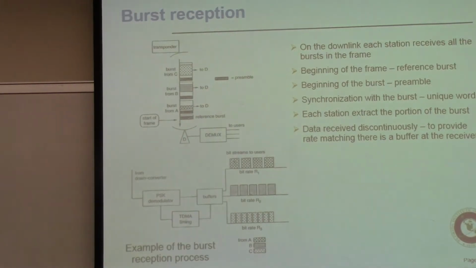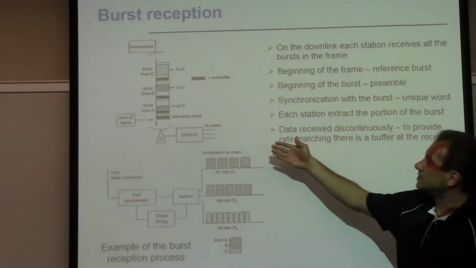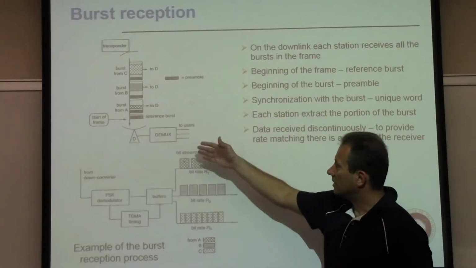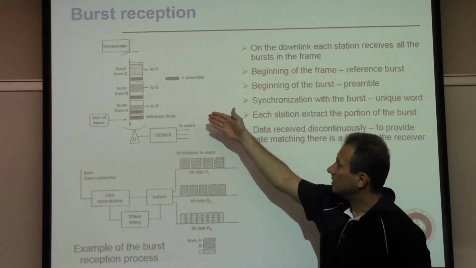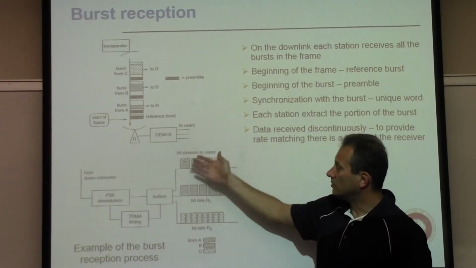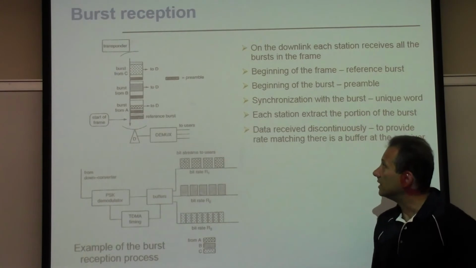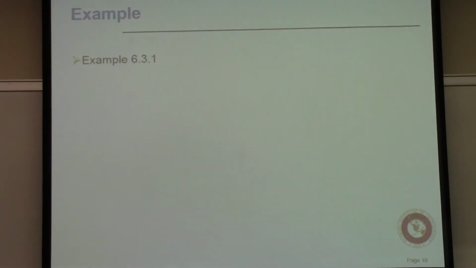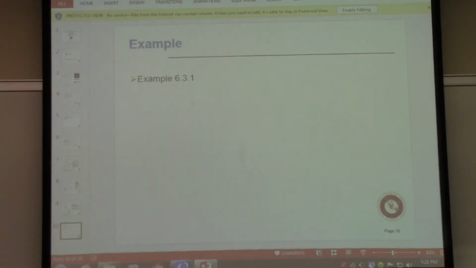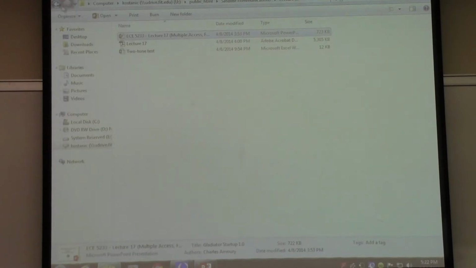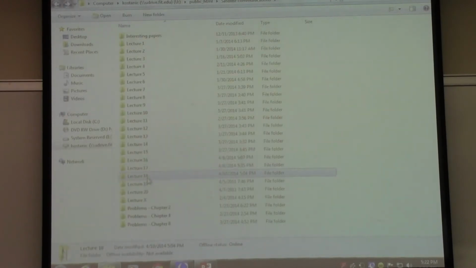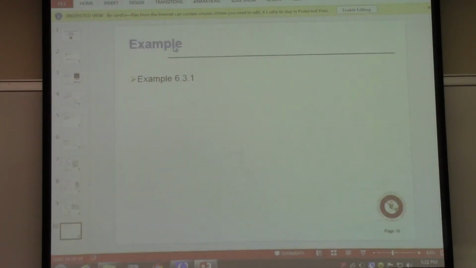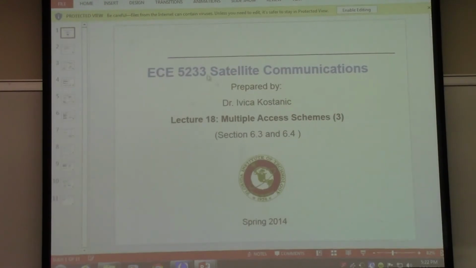Just reiterating what I just said, burst reception. Every station would receive all the bursts, and then it will demultiplex them and utilize whatever is intended for its own users, right? And then you can generate multiple streams going in different directions. I think this one, at least initially, is very simple.